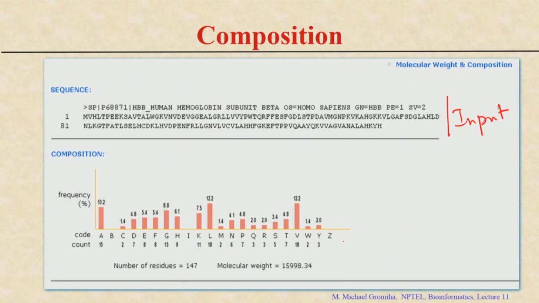So, you have 20 amino acid residues here. As I showed earlier, alanine occurs 15 times and the composition is 10.2%. You get the sequence on the x axis and on the y axis you get the composition. For any sequence, you just paste the sequence and you get the data.